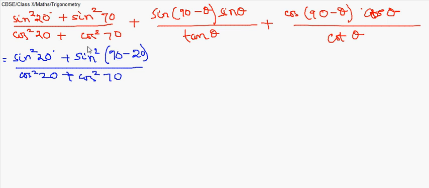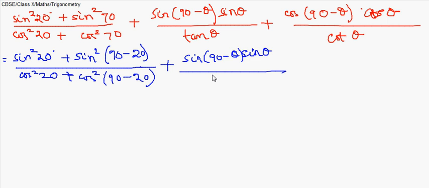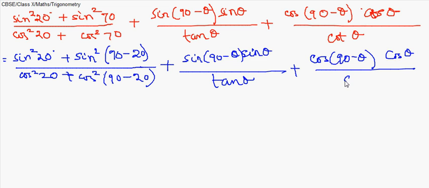Do I need to keep it same, or do I also need to change, because that also needs to be 1? Okay, so this can also be written as 90 minus 20. So it is sine 90 minus theta, cos 90 minus theta, plus the rest of them as it is. We don't need to change much in that. It's sine theta by tan theta, and here it is cos 90 minus theta with a cos theta by a cot theta.